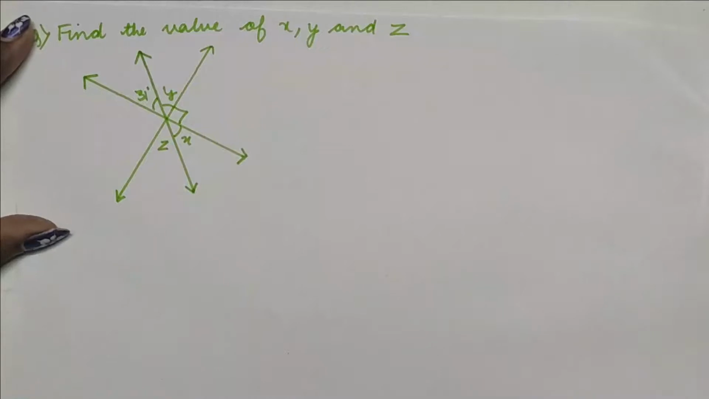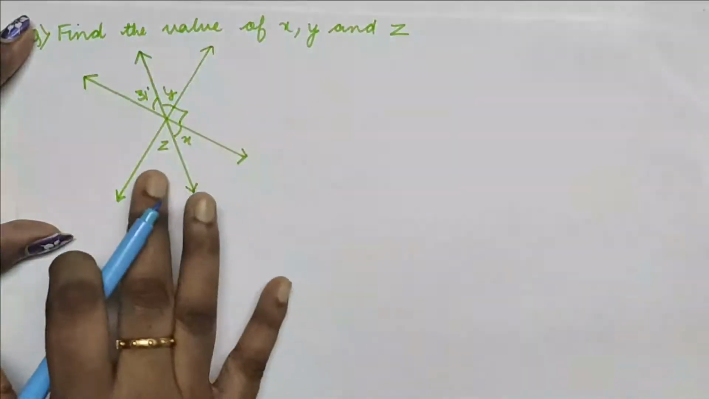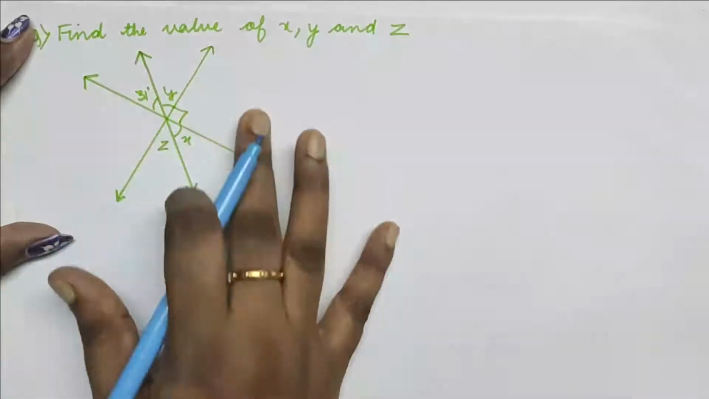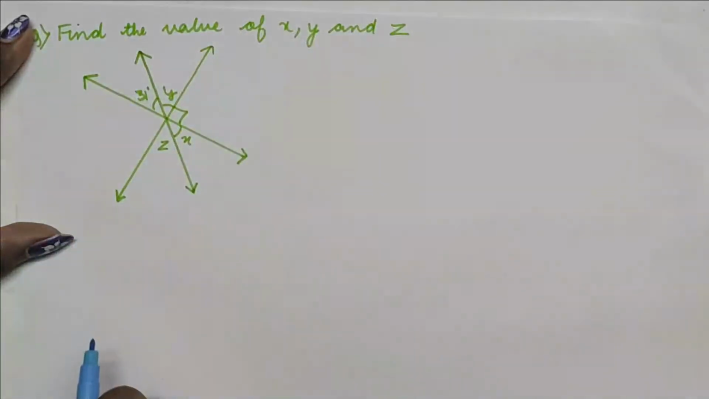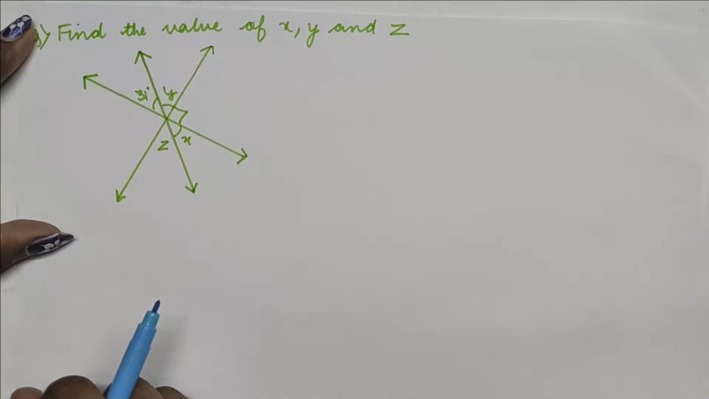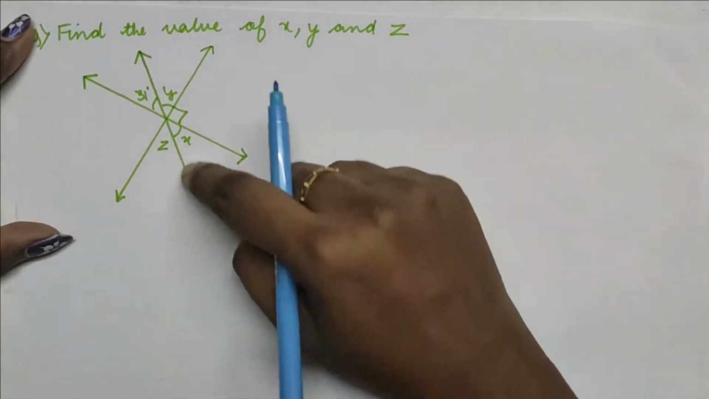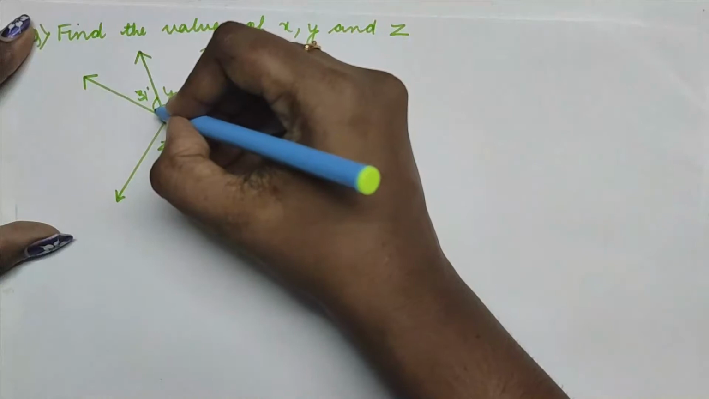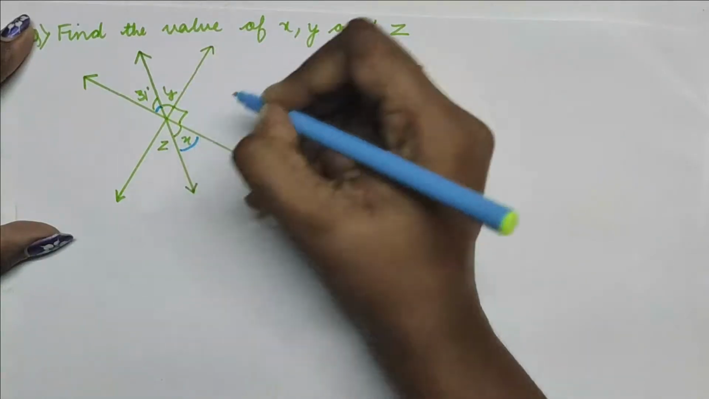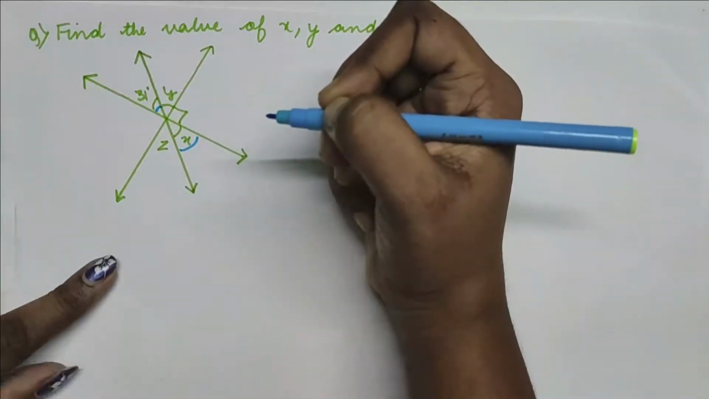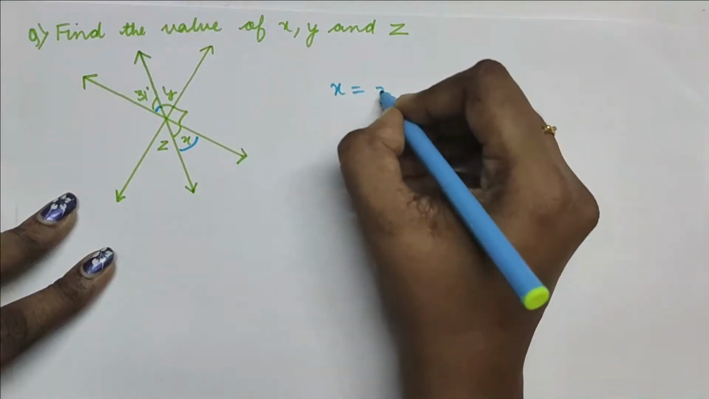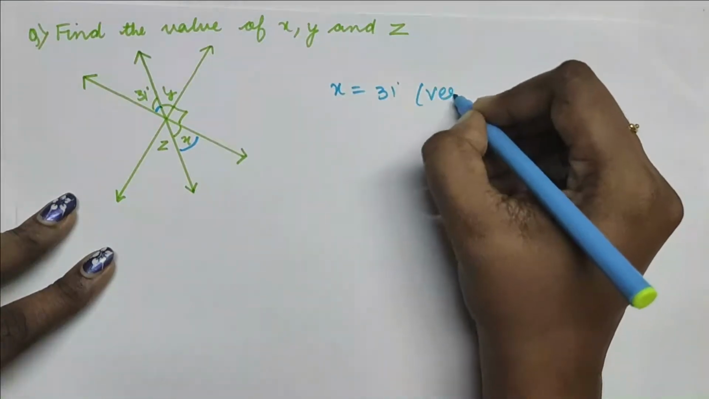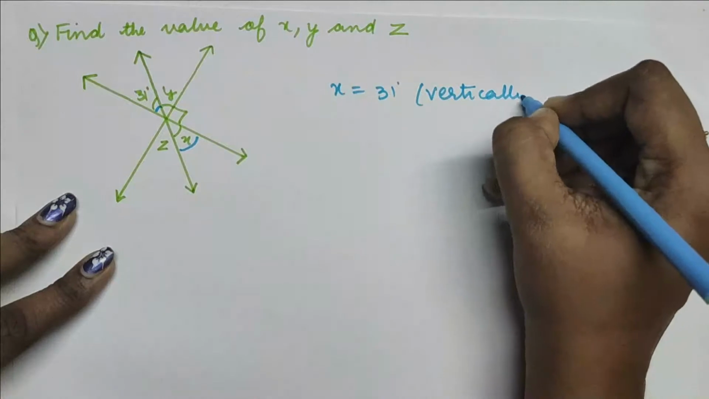Now moving to the last question, you have to find the value of x, y and z. So you can see many lines are crossing each other, and you can easily identify the vertically opposite lines. When you see these two lines, you can say that angle 31 and angle x are the vertically opposite angles. So here I can easily write that x is 31 degree because they are vertically opposite angles.